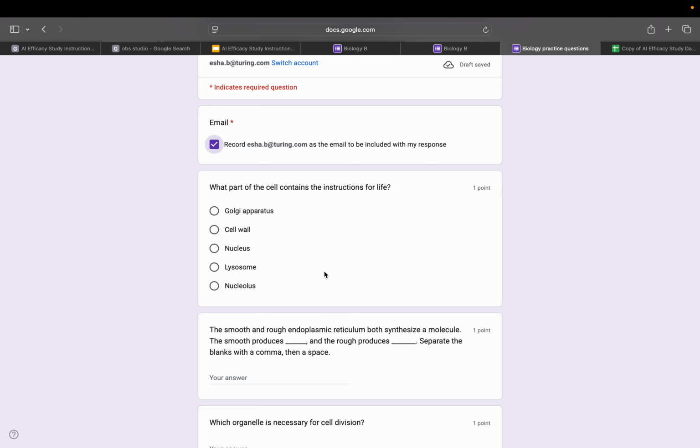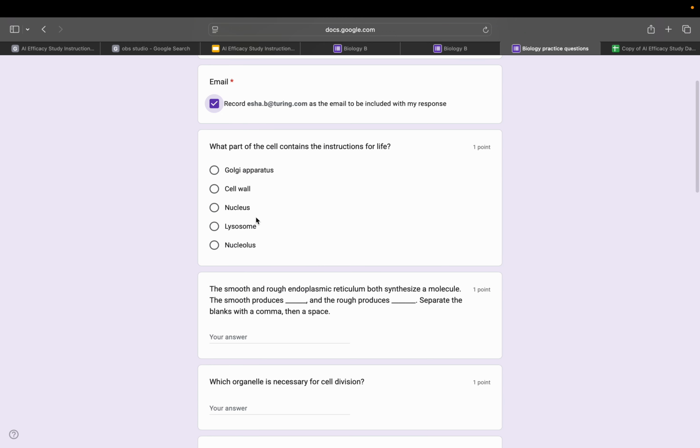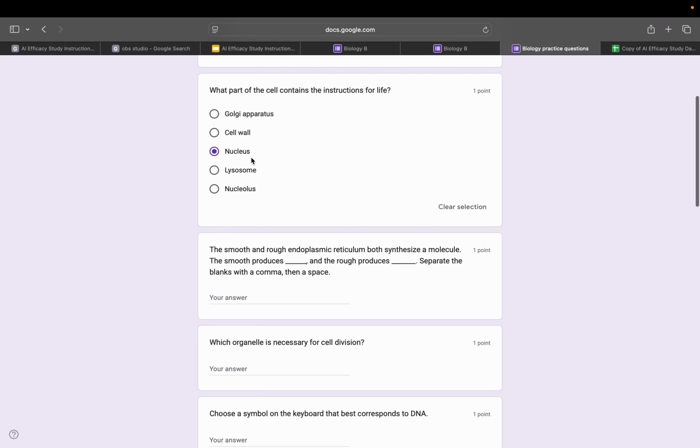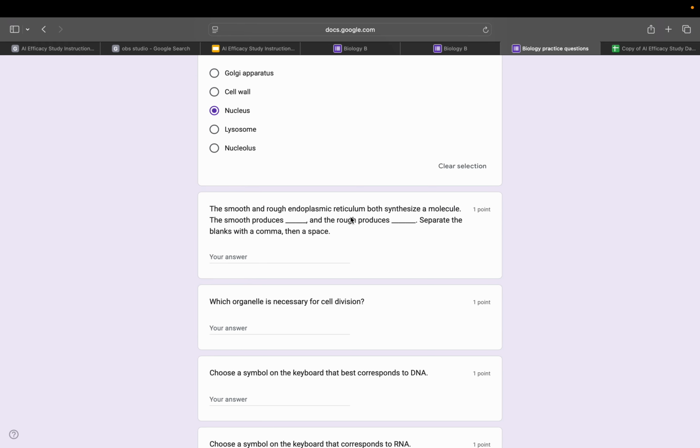What part of the cell contains the instructions for life? I'm not sure what the Golgi apparatus is for. Not the cell wall. The cell wall is responsible for the flow. That's understood. I guess nucleus. The nucleus has DNA, or nucleolus, out of the two. The smooth and rough endoplasmic reticulum both synthesize a molecule. The smooth produces, I think smooth has RNA. I'm not sure about the other one. The rough, I guess nucleus is responsible.